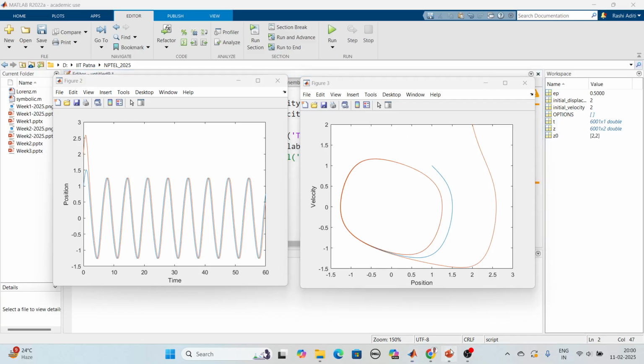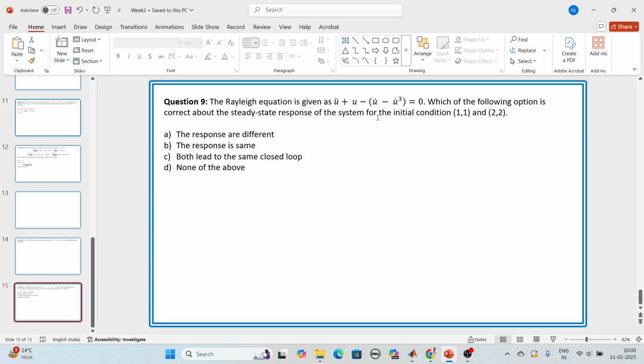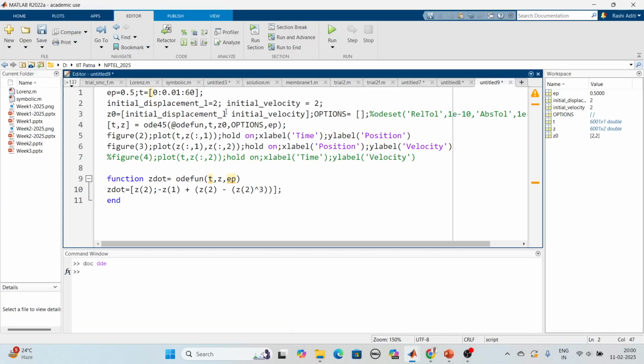If you see the expression, it is of this type. Essentially, because of the arrangement of the damping terms in this form, it is giving a self-excited oscillation, or we can say an isolated periodic orbit, which does not depend upon the initial condition. So here also, if you change the initial condition, now I took 2 comma 2, maybe I'll take 0 comma 0.